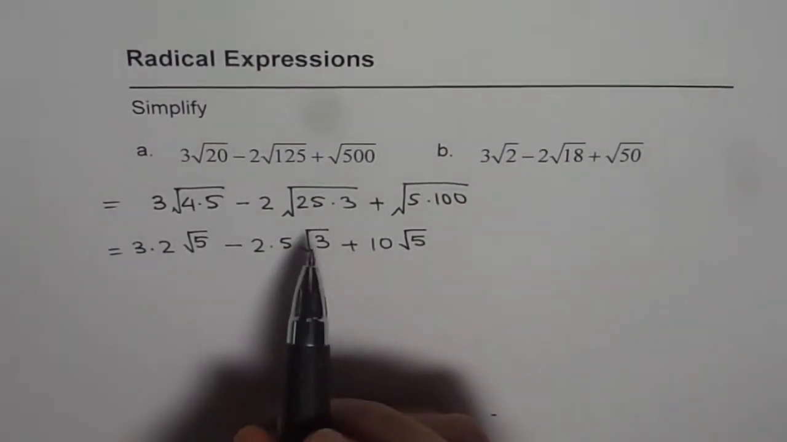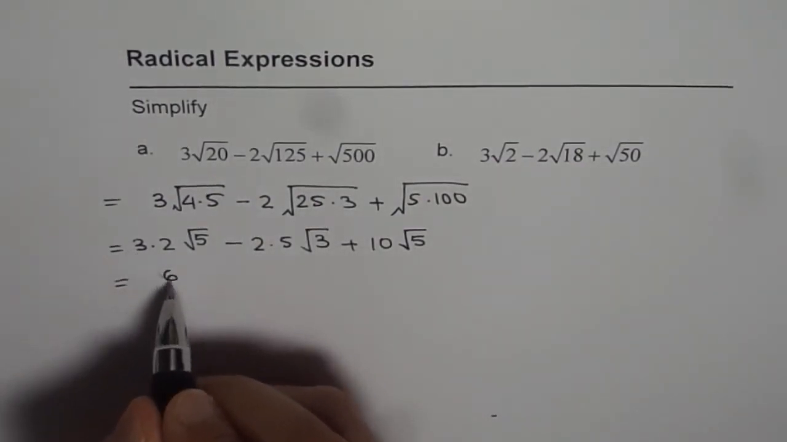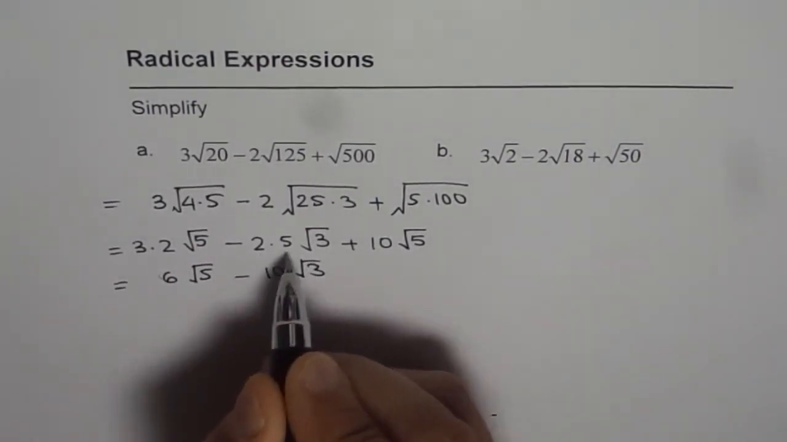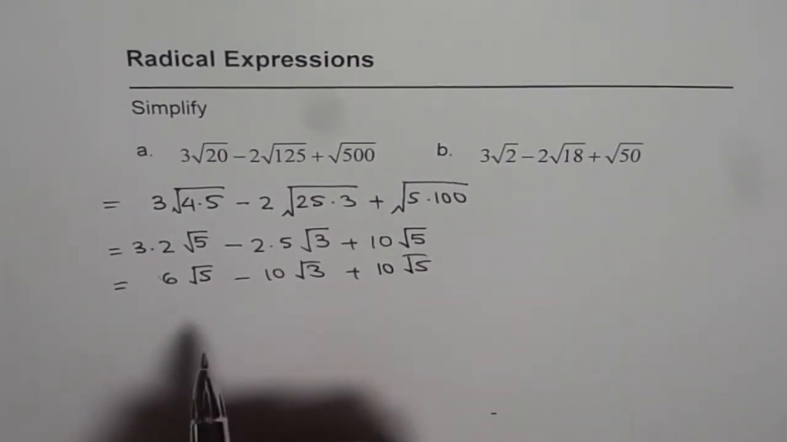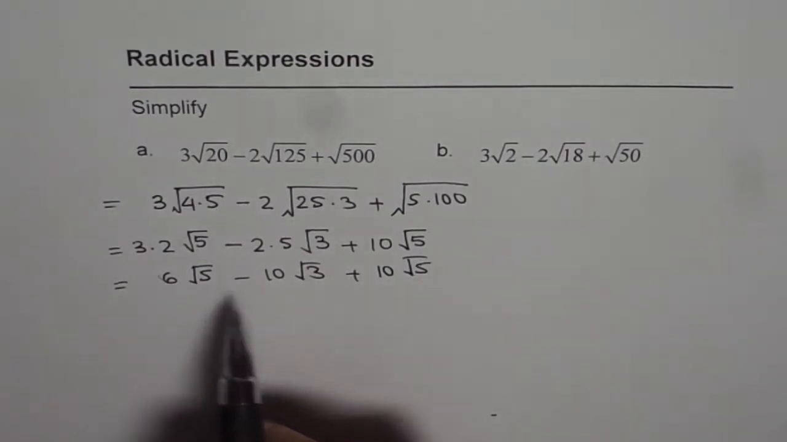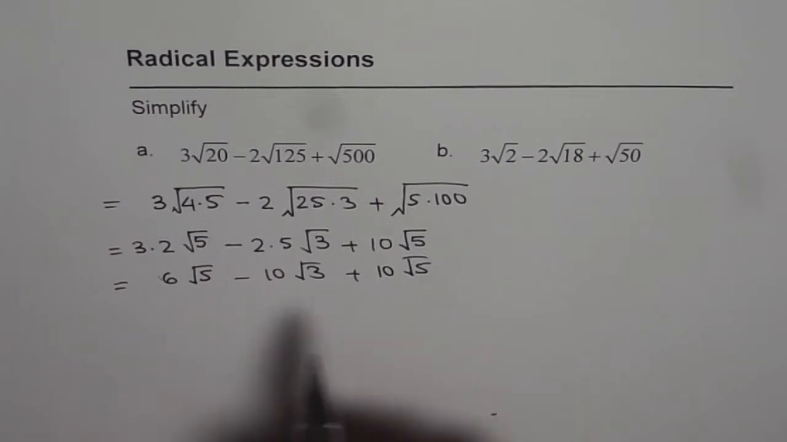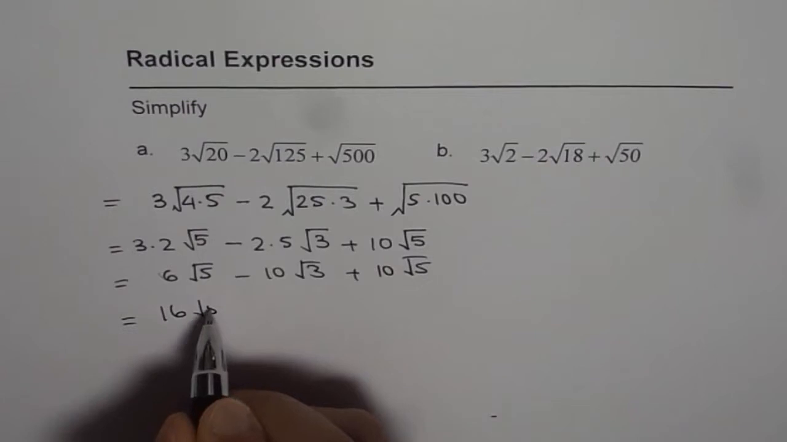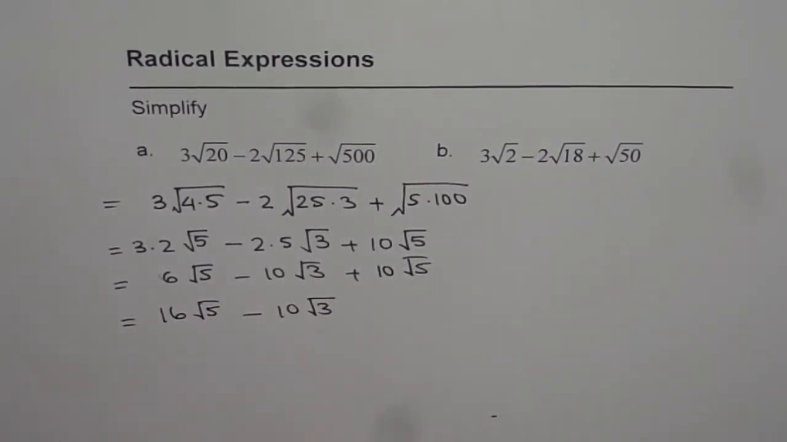Now let's write them as 3 times 2 is 6 square root of 5 minus 10 square root of 5. So I'm just multiplying the numbers, getting 10 square root of 5. Now as you see, we have like terms, they are square root of 5. So these can be combined, right? 6 plus 10 is 16, and therefore I can write this as 16 square root of 5. Now we don't have any other like term, so this is the simplest form.